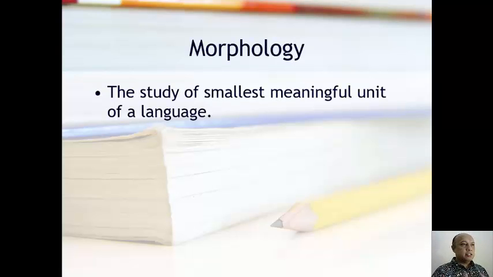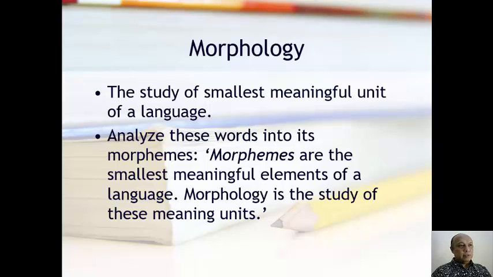Now, morphology is the study of the smallest meaningful unit of a language. So when you study morphology, you look for a smallest unit which is still meaningful in that language, and that is morphology. So for example, if I have you analyze the words in these sentences into morphemes, you would say that morphemes are made up of a bound morpheme and a free morpheme. Later you are going to deal with this. Here it's enough for you to know that in morphology you study the smallest meaningful unit of a language.